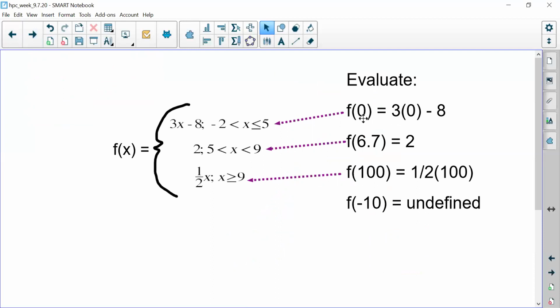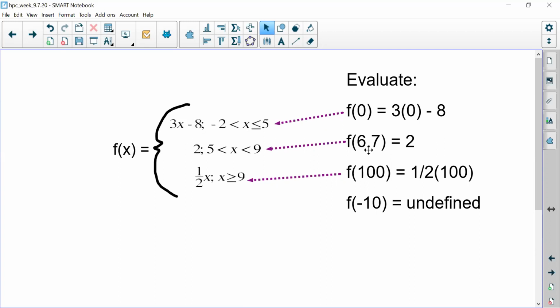Continuing on that idea, f of 0. Well, 0 as an x value is in between -2 and 5, so it belongs to this portion. So it's 3 times 0 minus 8. This happens every year. There's a student half listening, and they will plug in 0 for all 3 pieces and get 3 different y values. So not only are they screwing this up, but they're actually trying to show us that it's not a function. If you plug in 0 for x, you should only get 1 answer, not 3 different answers. So again, the x value is 0, and 0 is between -2 and 5, so it belongs to this piece, 3x minus 8.